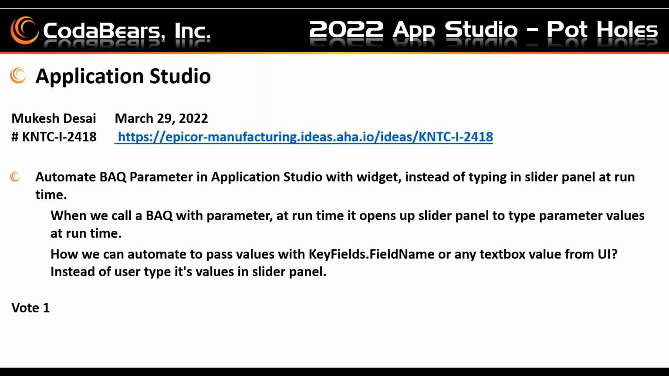Next one is automating a BAQ parameter in Application Studio with a widget, and this came from Mukesh Desai. This is also from this year, March 29th. Instead of typing in the slider panel that pops out when runtime happens, he's looking to have this BAQ parameter right in with the widget when you add the BAQ. Currently, there's only one vote supporting Mukesh on this, and I'm going to say more people are going to want this where they can pass that data without having to do programmatic magic.